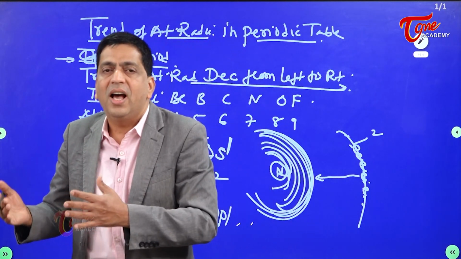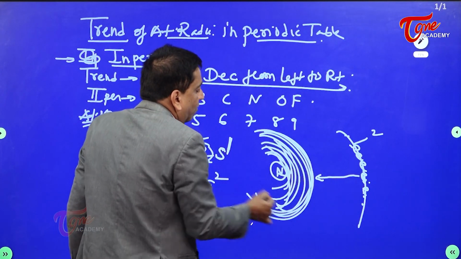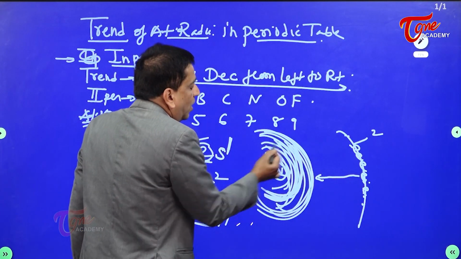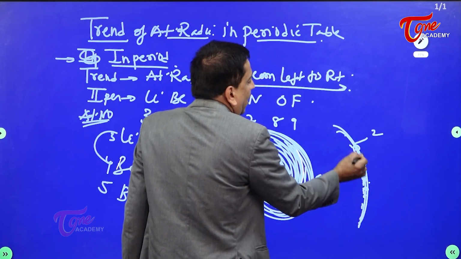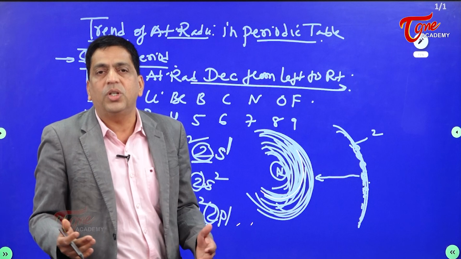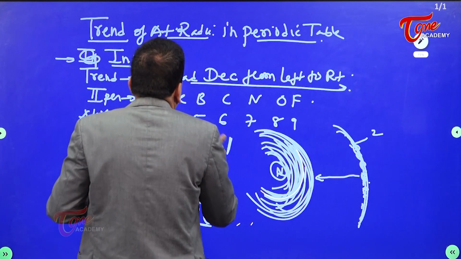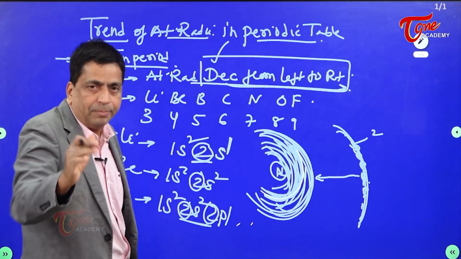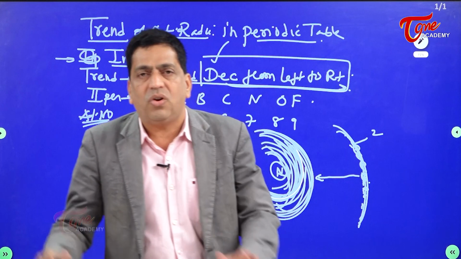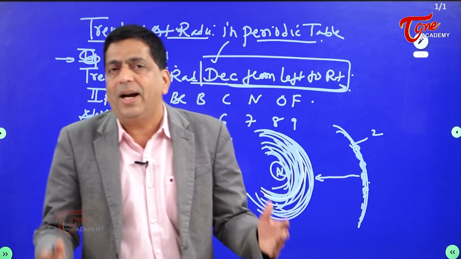Whenever you're taking one step in a period, the size of the nucleus increases, but the electron is added to the same shell, thereby the outermost shell is basically pulled inwards, thereby the size is basically decreasing from left to right. You must understand, that is a trend. Left to right in a period, the atomic radius decreases. That's what is a trend.